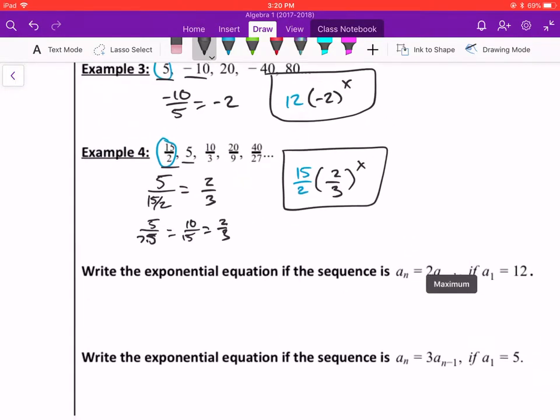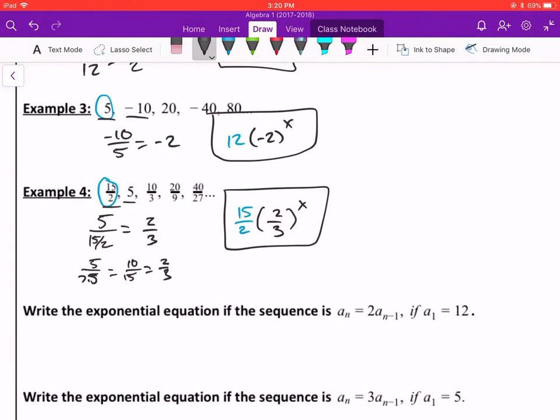All right. What if I give you something like this? This is what's called the recursive rule. See how it's written a little weird? But you're given the same information. It says to write the exponential equation of the sequence.